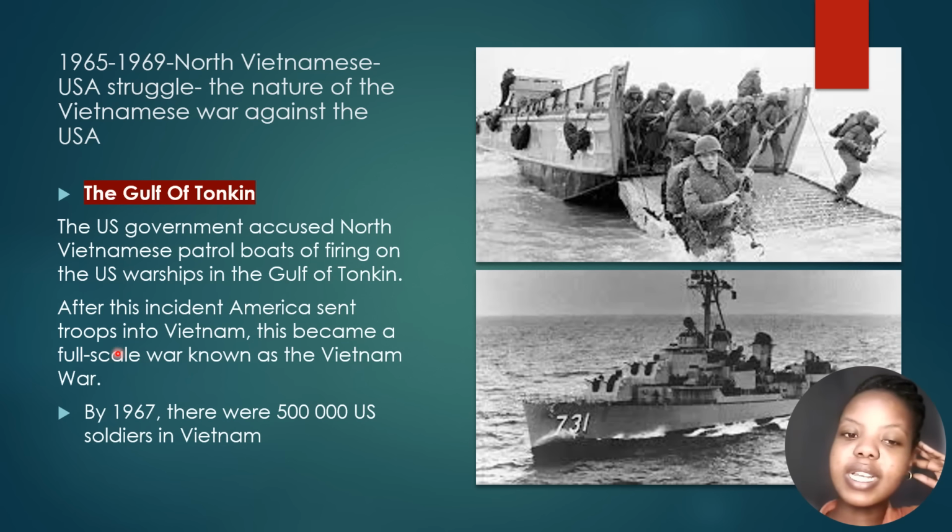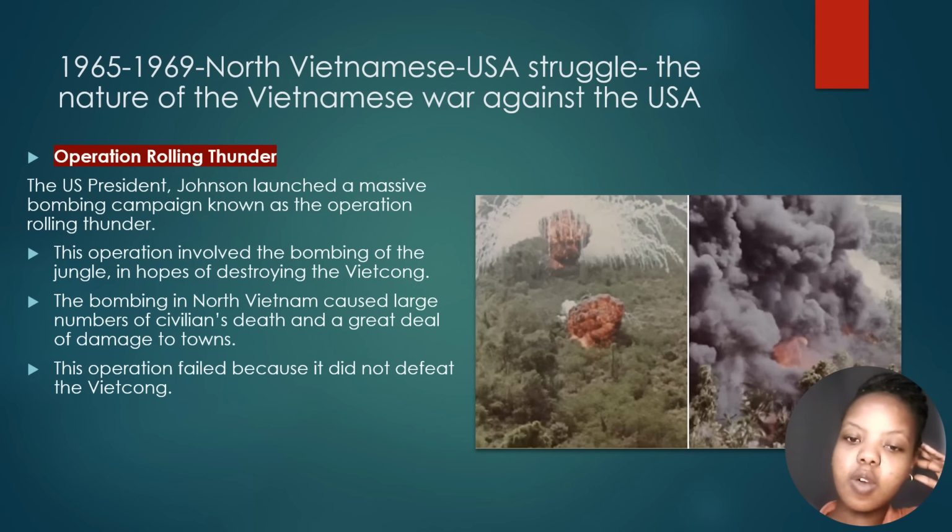And then we have this incident, the Gulf of Tonkin. The Gulf of Tonkin is whereby the US government accused North Vietnamese patrol boats of firing at US warships in the Gulf of Tonkin. This incident made America send troops into Vietnam, and this became a full-scale war known as the Vietnam War. By 1967, there were 500,000 US soldiers in Vietnam because of what happened in the Gulf of Tonkin.